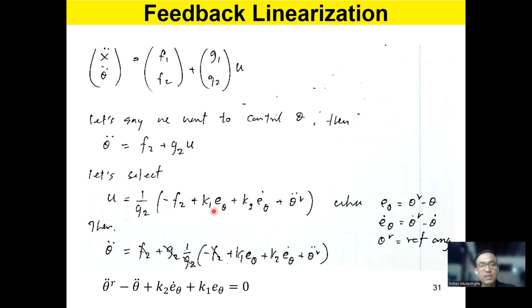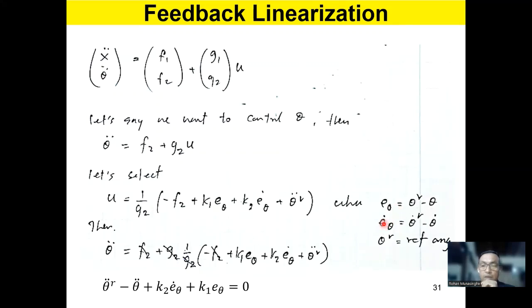Now, what are these terms over here? New terms, right? K1 and K2 are gains, control gains, so that's not a problem. What is E theta? E theta is theta R minus theta. That is reference angle minus actual angle, right? So what is the reference angle for inverted pendulum? Of course, it's zero. What is theta? Theta is the actual angle, right? So this is the angle error.